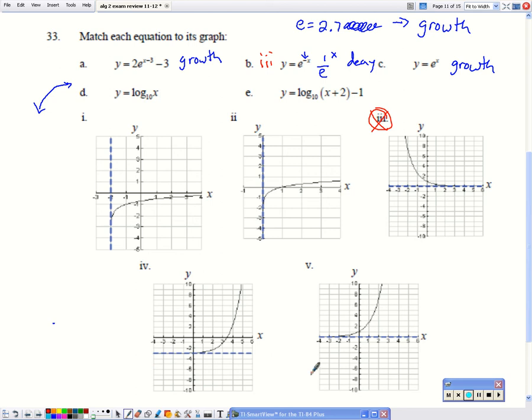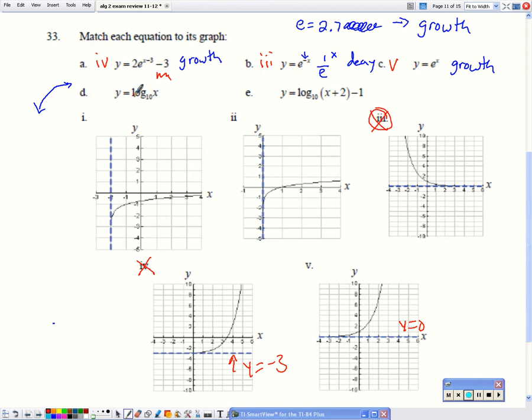So I have to decide which one matches with a. A has this -3 here. 4 has an asymptote here at y equals -3. That means a matches with graph 4. And by process of elimination, c has to match with graph 5. Also, no constant, asymptote of y equals 0.